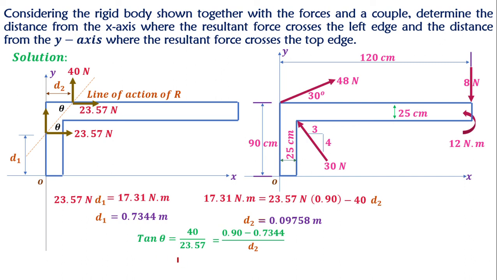So, tangent theta is equal to, bigla naman lumitaw, opposite over 40 over 23.7. So, check natin, di ba? 0.9 is equal to 0.9 minus 0.7344 over D2. Solving for the D2, makukuha mo rin itong value na to. So, yan. So, parehas lang din, di ba? So, tama yung ating calculation.